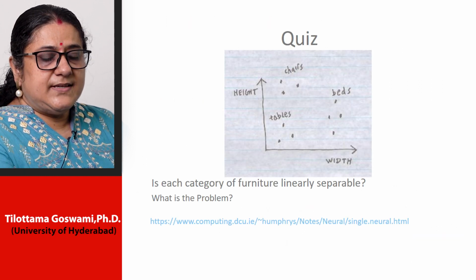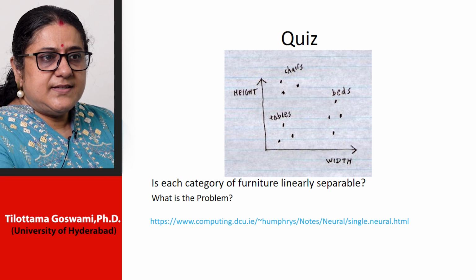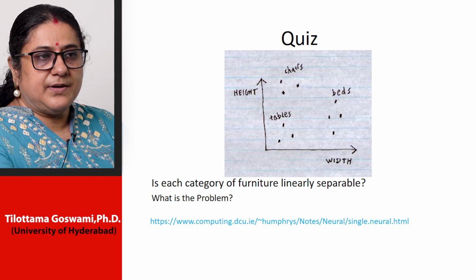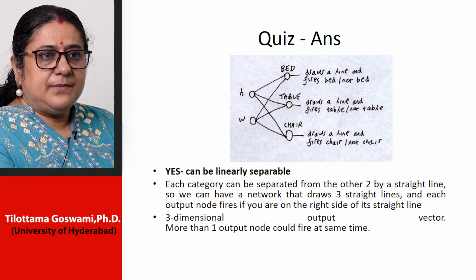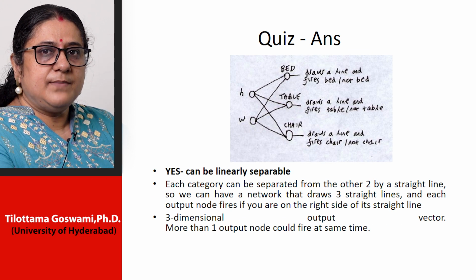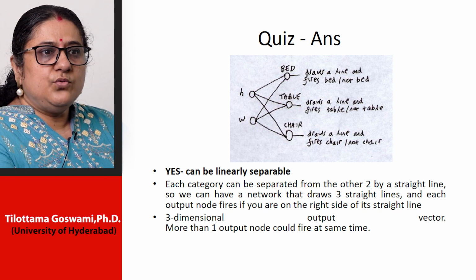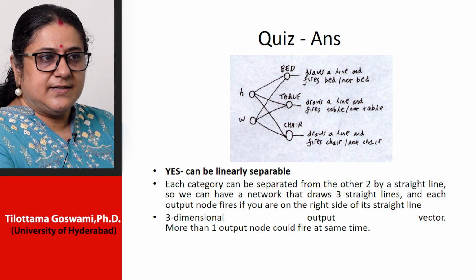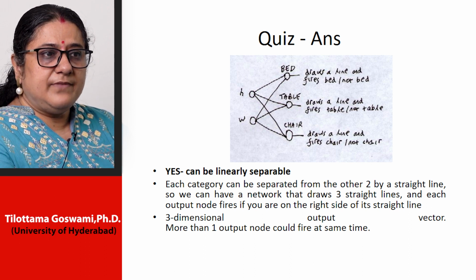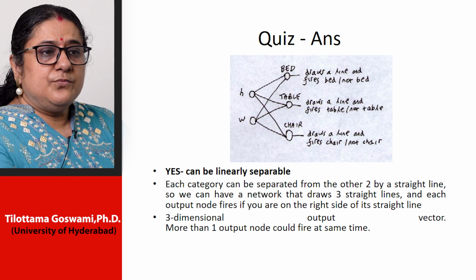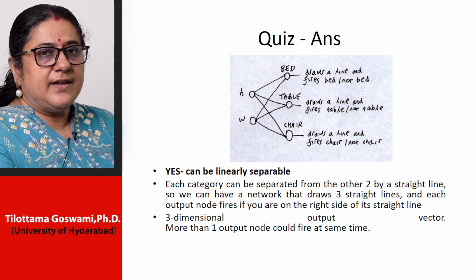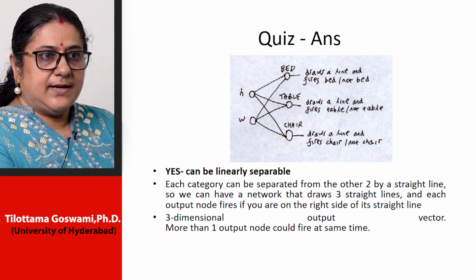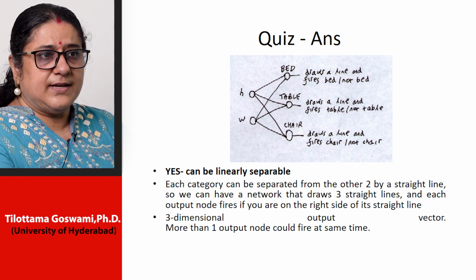There is a quiz on each category of furniture. Is this linearly separable? The chairs, beds, tables. And what is the problem? They can be linearly separable, but they cannot be separated by a single line. We need two or three straight lines, and then we can separate each of these categories. So a 3-dimensional output vector is required so that more than one output node could fire at the same time. There are 3 categories: bed, table and chair, and the neural network will look like this.